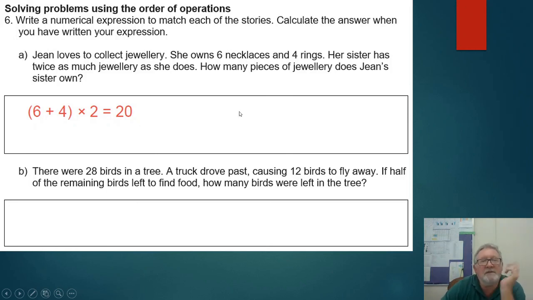Now let's see for the next one. Starts with 28. And then 12 flew away. So bracket 28 and 12, because that tells us how many birds were remaining. Because we're then told half of these remaining birds left. So once we calculate 28 minus 12, that'll tell us how many left. And that's going to be 16. And if half of that 16 left, that will leave us 8 in the tree.